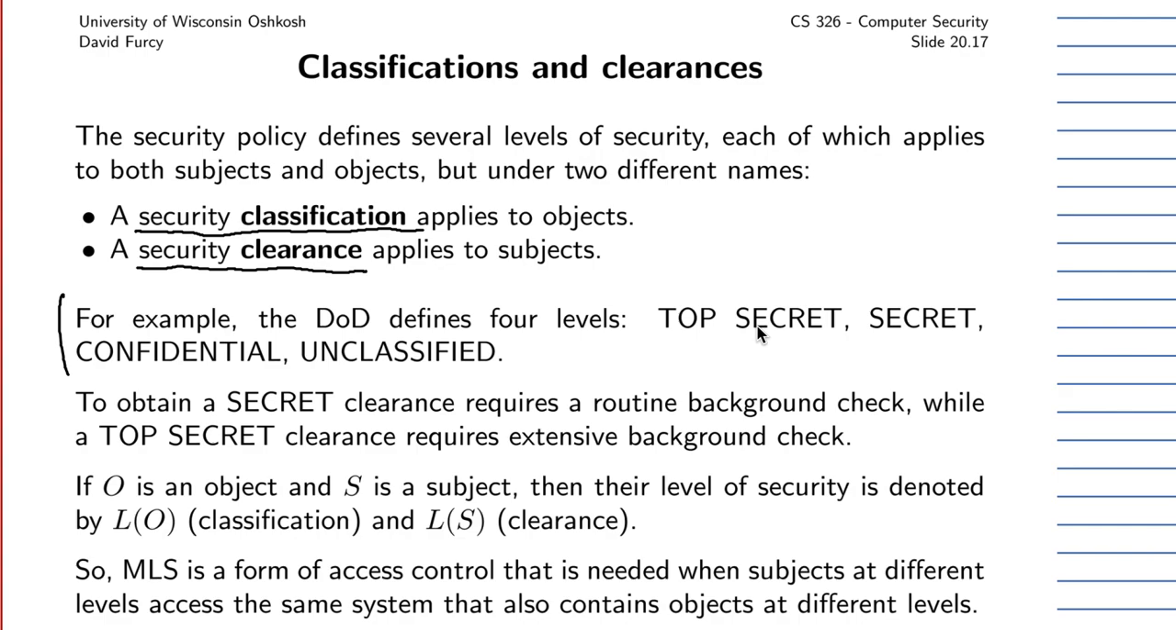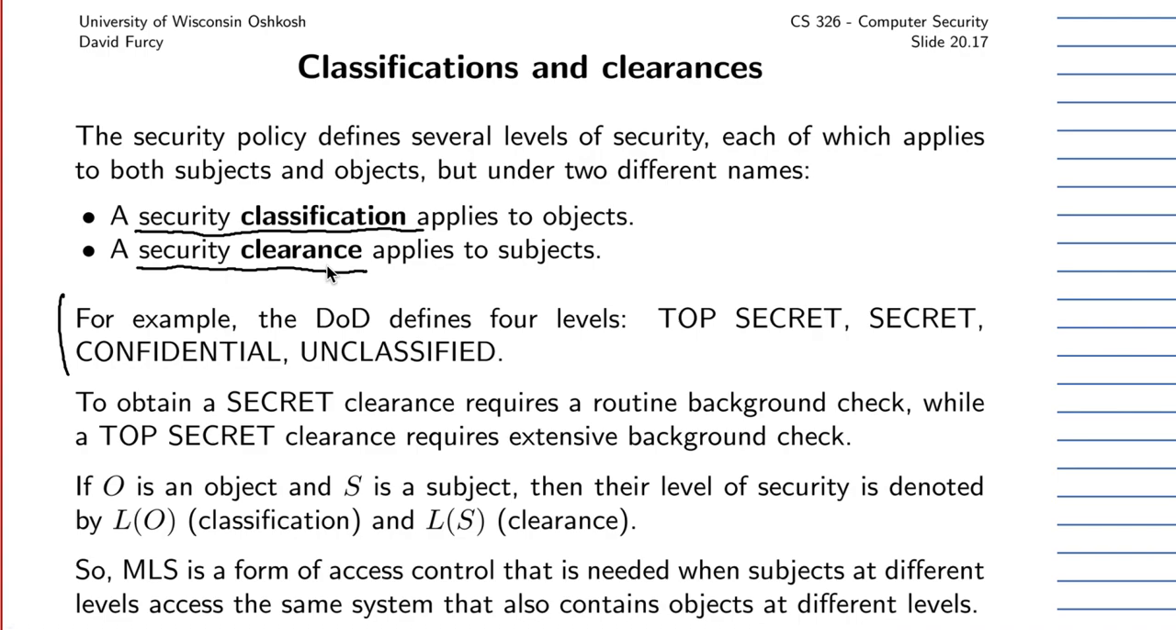Again, a document could be labeled secret. In this case, we say that the security classification of that document is secret. On the other hand, a subject could have a security clearance of, say, top secret. So again, the same four labels would be used for objects and subjects, but be careful to use the right terminology. When using one of these four security labels for an object, you would call that the classification of the resource, whereas for a subject, you would call that the clearance of the user or that person.